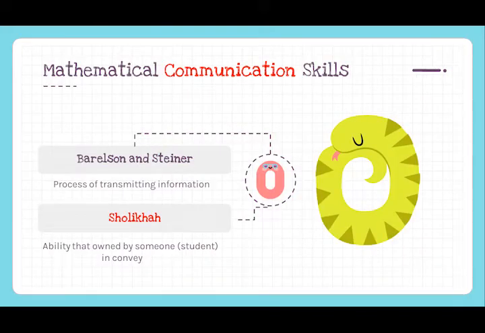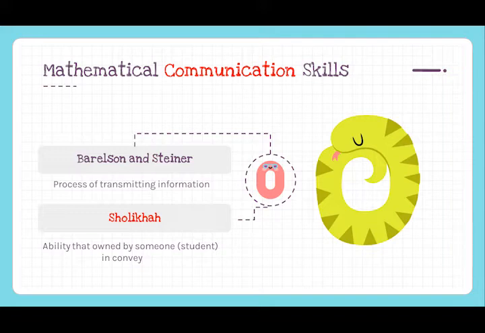First, mathematical communication skill. Mathematical communication skill is divided into two, namely according to Barerson and Steiner and Soliha. Communication according to Barerson and Steiner is the process of transmitting information, ideas, emotion, skill, and so on by using symbols, words, pictures, graphics, or numbers. Communication is a way of sharing ideas and clarifying understanding. Through communication, ideas can be mirrored, improved, discussed, and developed. The communication process must have real meaning, and ideas must be permanent and able to be explained.